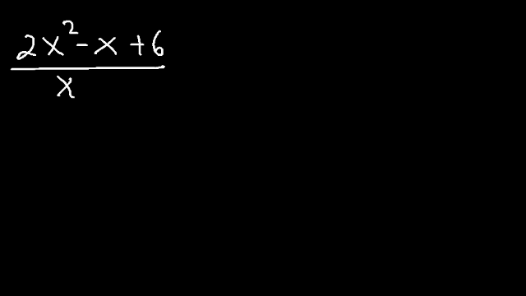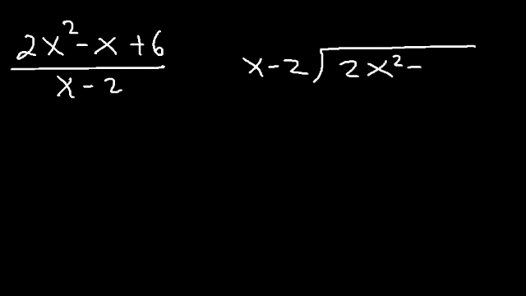Now let's try another example. 2x squared minus x plus 6 divided by x minus 2. Now you can factor the numerator. It is factorable, and you can cancel it. So you can use the other method as well. But for this particular example, let's use long division. So I'm going to put the denominator on the outside and the numerator on the inside. So first, we're going to divide 2x squared by x. 2x squared divided by x is 2x.